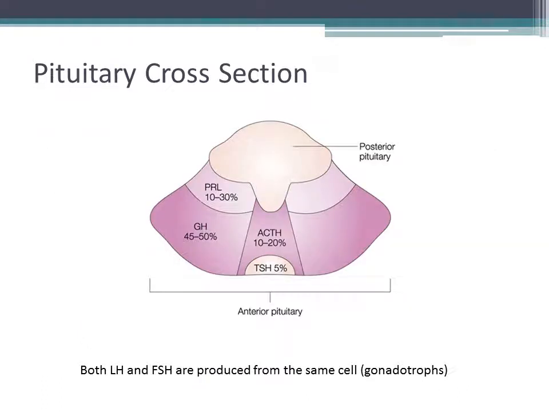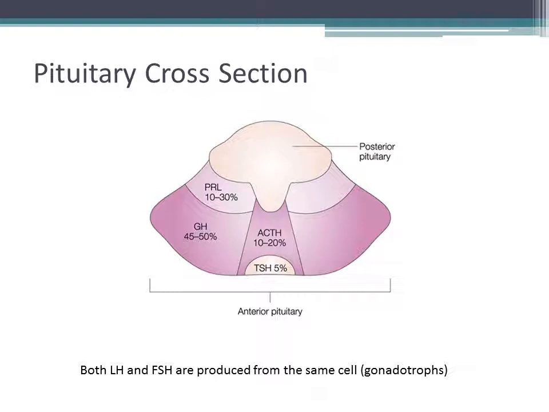Now, to start, here is the pituitary cross-section. The anterior part is the lower part, and the posterior part is the upper part. This is a cross-section of the pituitary gland, and you can see different areas of concentration of pituitary cells. For example, the most anterior portion of the anterior pituitary is occupied by TSH-producing cells, which account for about 5% of all anterior pituitary cells.